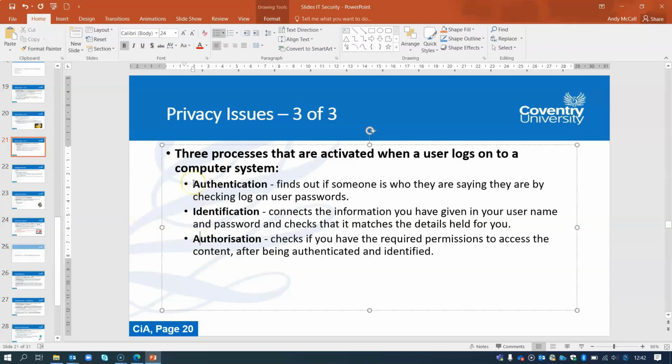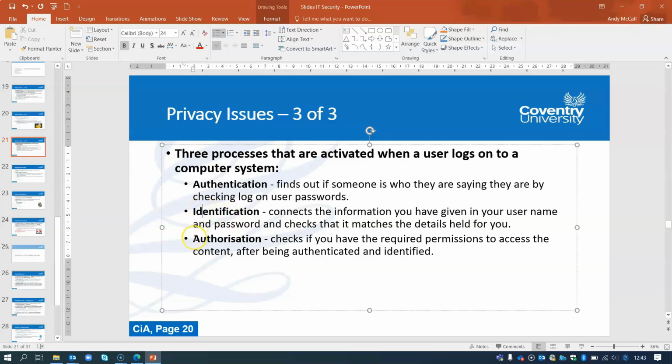So the first stage is authentication, where you find out if someone is who they say they are by having them enter their username, login, and then their password. Once that's been entered, the information goes over to the system. The system will check that it matches the details held for you and the permissions that account has, so the identification.